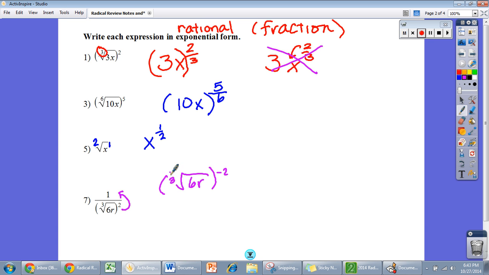Now, to get rid of my index, we simply write 6r to the -2/3 power. So my index comes to the denominator, and -2. And why did we make that -2? Because it's a positive 2 if it's on the denominator. If I want to pull it up on top of my fraction bar line, I have to change the exponent to a negative number. And there we have it, some examples for you.